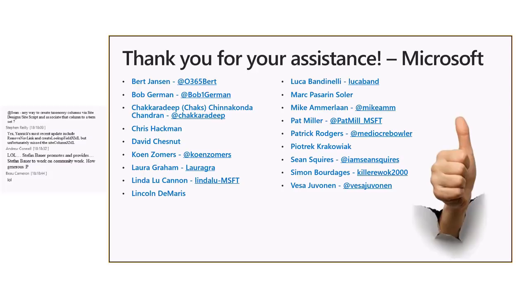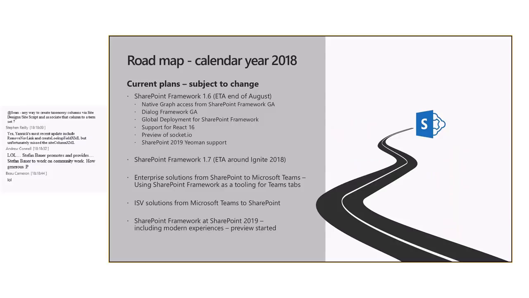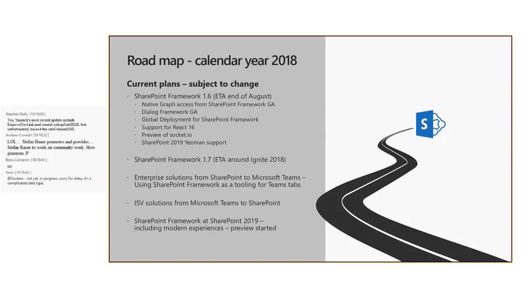Now, a quick look at the roadmap before we go to the site designs and site scripts, and then after that we'll come back to the SharePoint Framework. I'm not going to deep dive on the SharePoint Framework roadmap here, but 1.6 is the next bigger release, which is going to happen at the end of August. Before the end of August, so we're talking about days or a week or so, when we get SharePoint Framework 1.6 out.